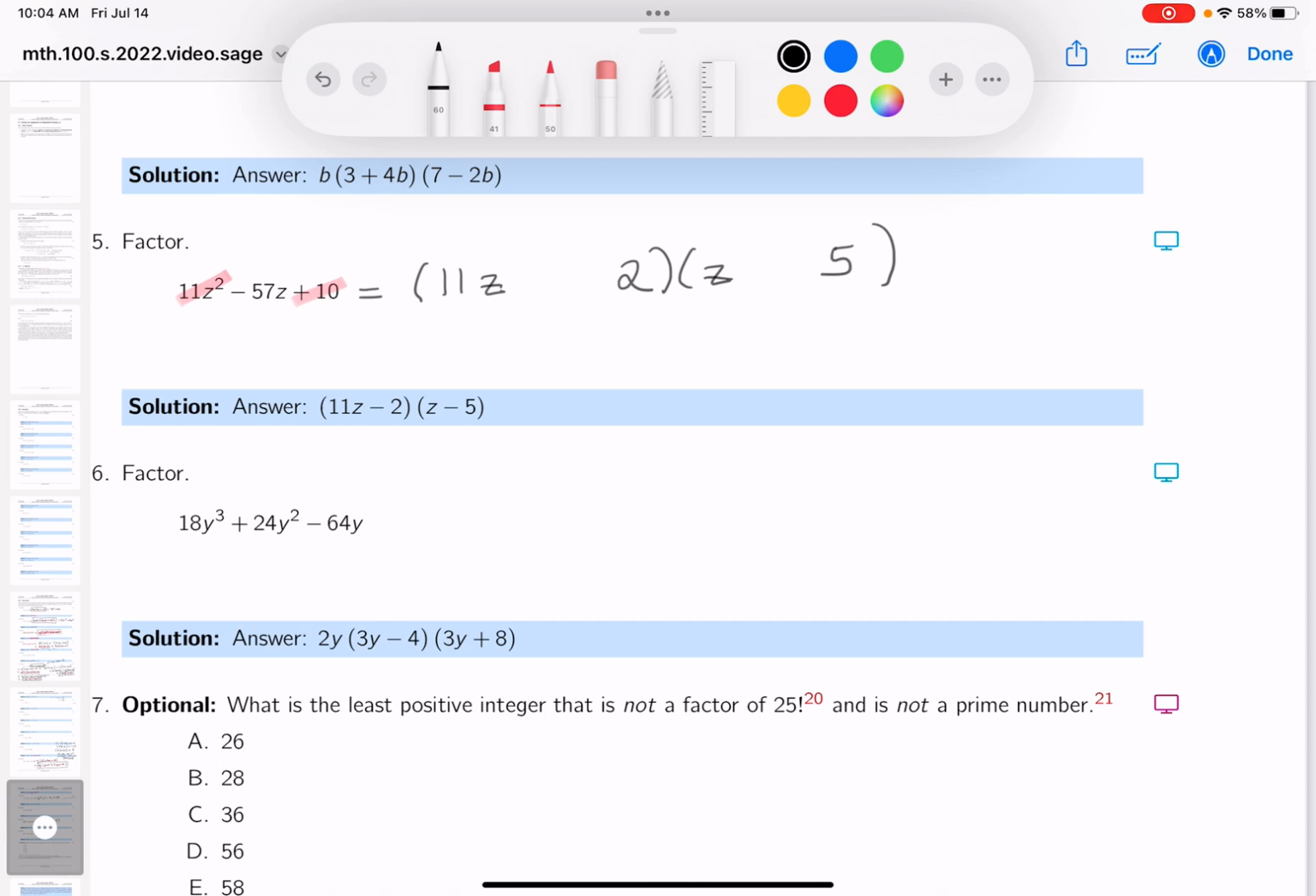And this is the tough part. Now, I'm going to say, what do you mean tough part? I got to check it out. 11z times z is definitely 11z squared, and 2 times 5 is definitely 10. I notice the internal sum, though, is negative, so I'll do this over here.